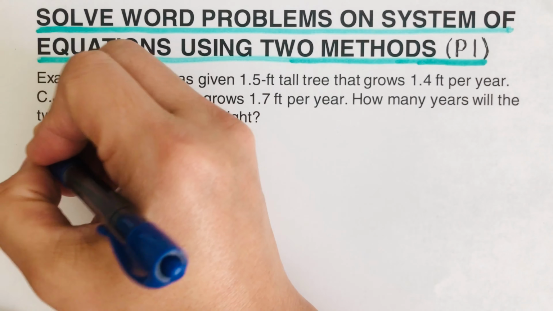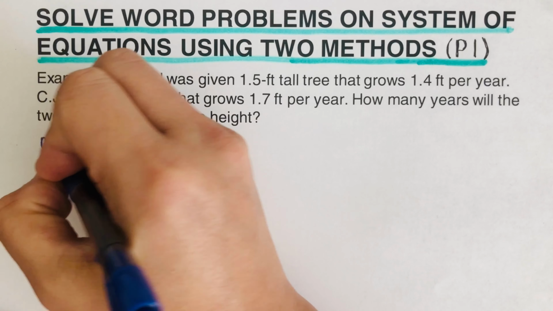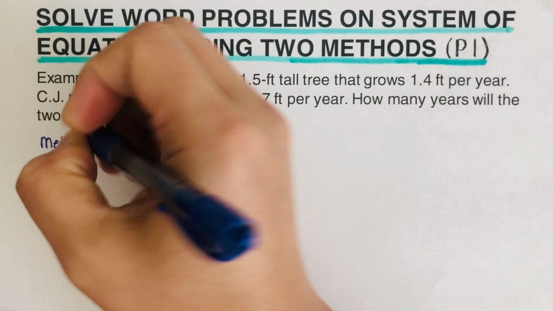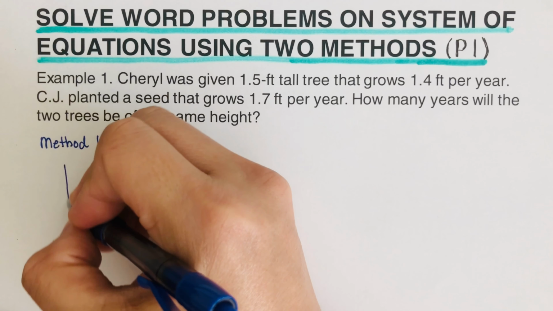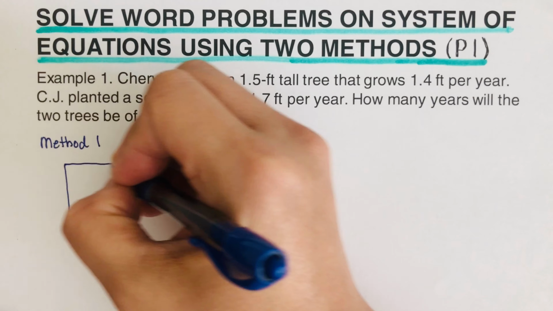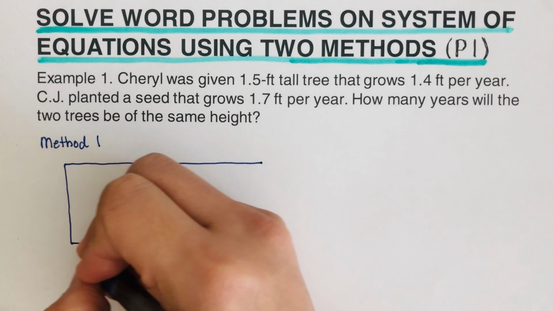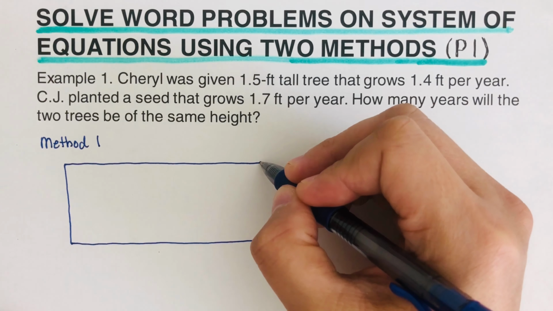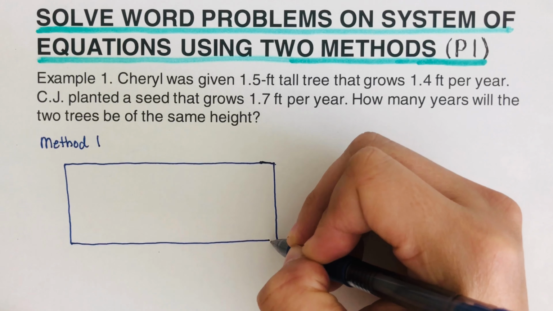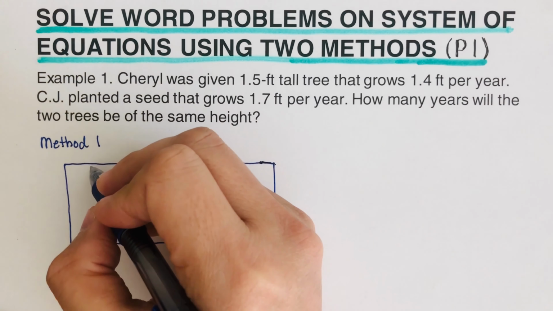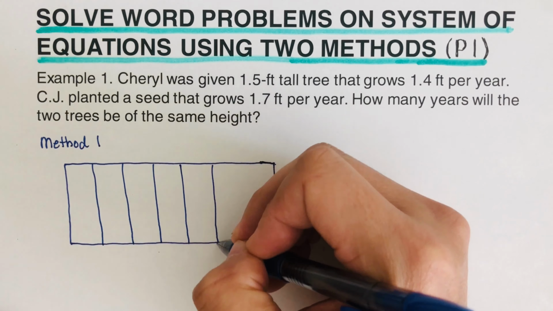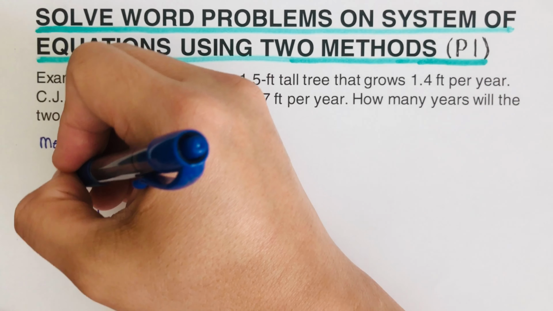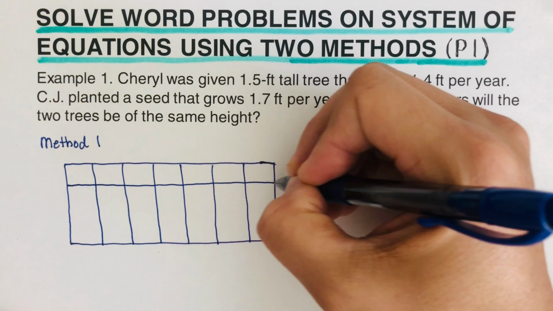So we're going to take the first method here, which is the tabular method. I'm just going to label this as method 1. In here, we're going to create a table. The dimension of the table depends on you. You can create more columns, but for this example we're going to have this one here. I'm going to have 3 rows for this.